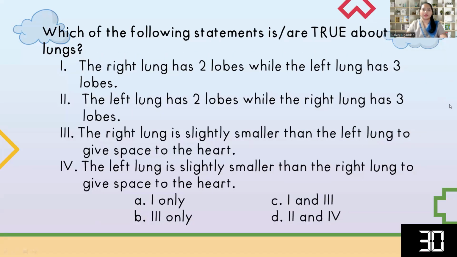Question number 20. Which of the following statements are true about the lungs? 1. The right lung has 2 lobes, while the left lung has 3 lobes. 2. The left lung has 2 lobes, while the right lung has 3 lobes. 3. The right lung is slightly smaller than the left lung to give space to the heart. And 4. The left lung is slightly smaller than the right lung to give space to the heart. Is it A, 1 only, B, 3 only, C, 1 and 3, or D, 2 and 4? Kindly key in your answer in the comment section.